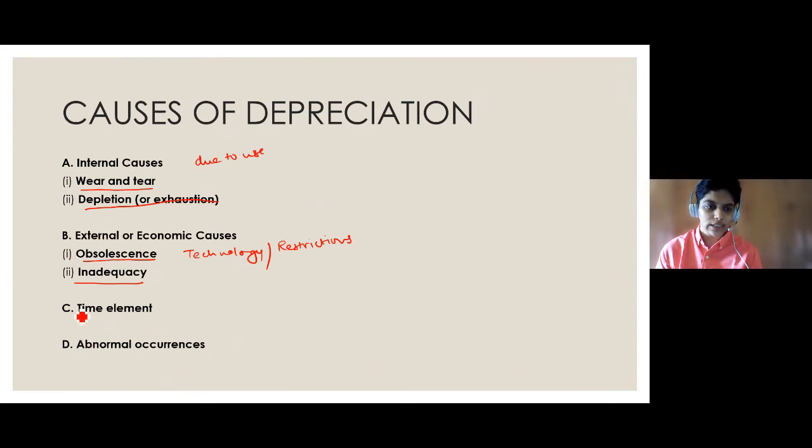Then the next cause is the time element, that is the effluxion of time or passage of time. So this we already know is with regards to our intangible assets or even leasehold property. And this is going to be termed as amortization when we are charging it. And the last reason is abnormal occurrences. Abnormal occurrences means anything that is not an event that happens normally in your business.